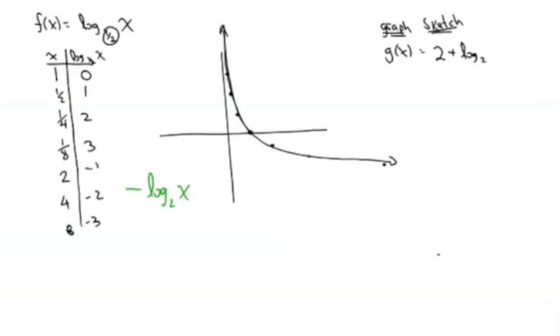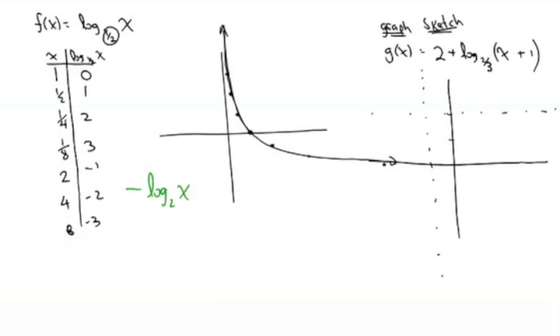Sketch y equals log base 2/3 of x plus 1. I can't get really too hard with these. It's nearly impossible to get nasty with these. What does this graph do? It goes to the left one and it goes up 2. What else does this graph do?